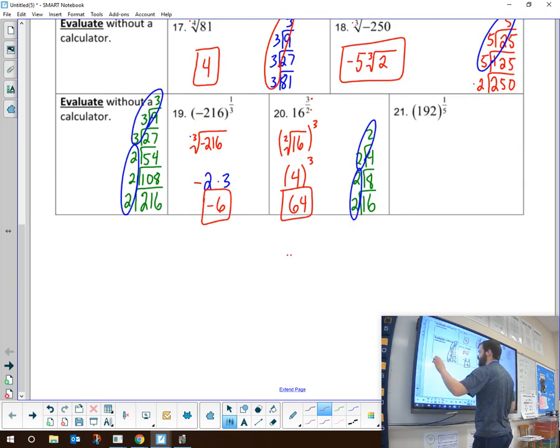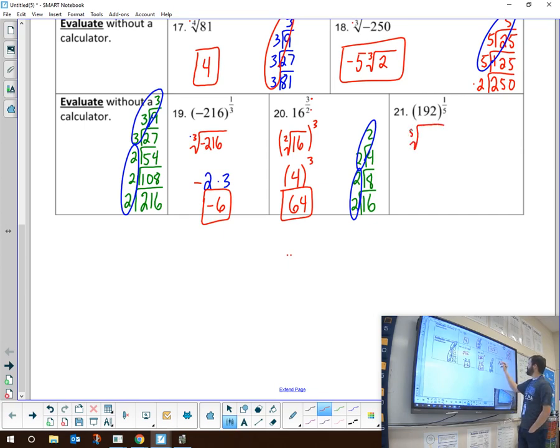Okay? All right, now let's take a look at 21. So 21, we have 192 raised to the power of 1/5. So let's rewrite that as the 5th root of 192. And then we can cake that 192. I can go 192 divided by 2 is going to be 96.